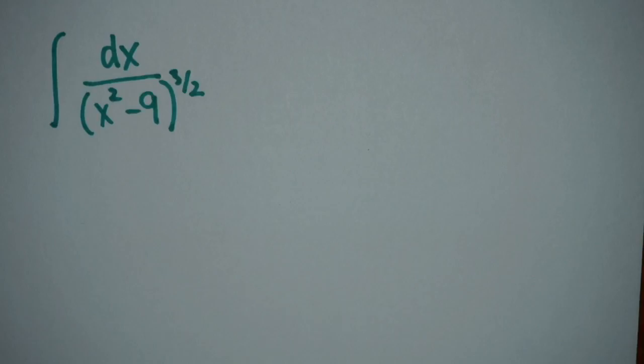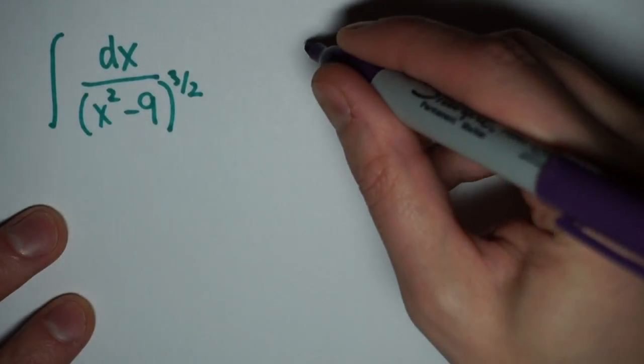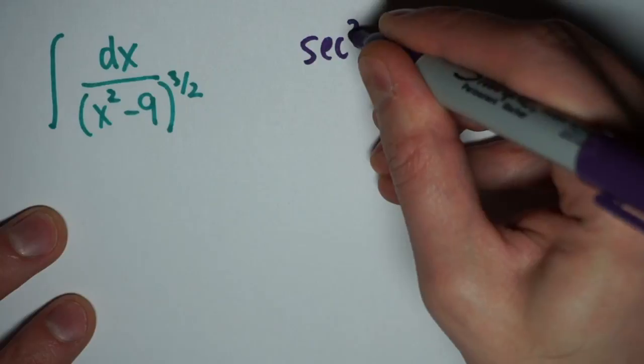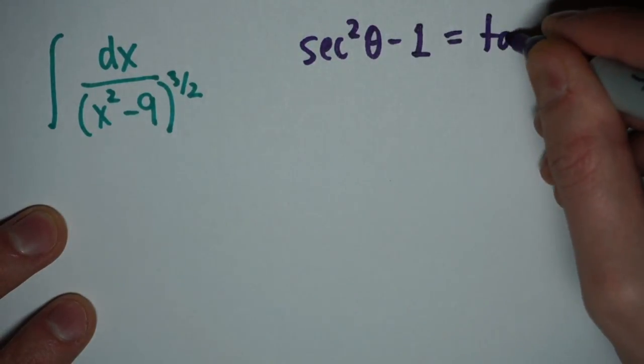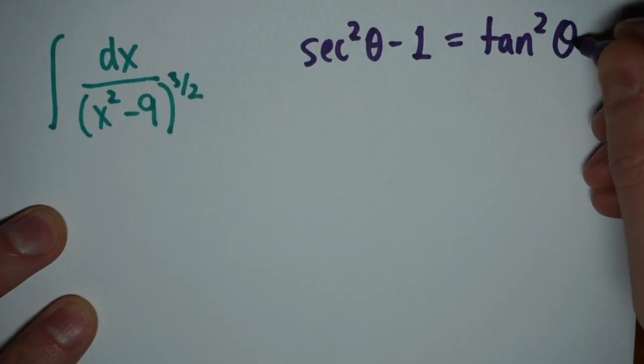In this video, we're going to integrate the integral of 1 over (x squared minus 9) to the 3/2 power. And we're going to do this by trigonometric substitution. So first we need to identify which identity we want. Because of the form, we're going to use secant squared minus 1 is equal to tangent squared of the angle theta.